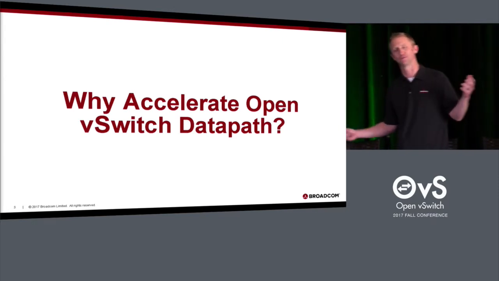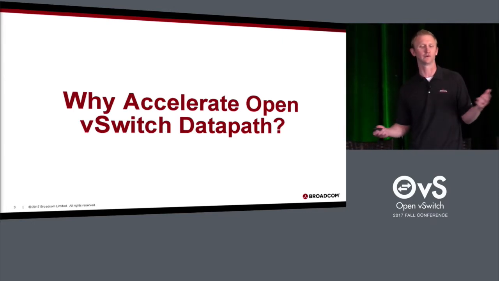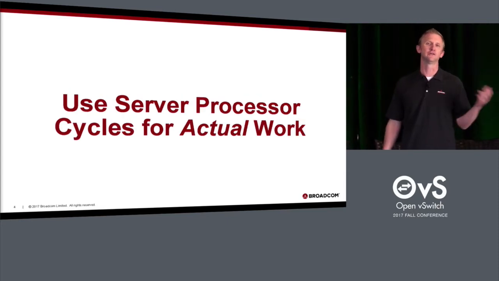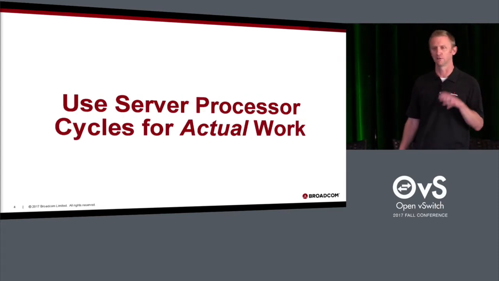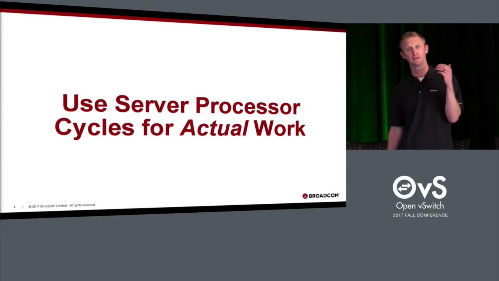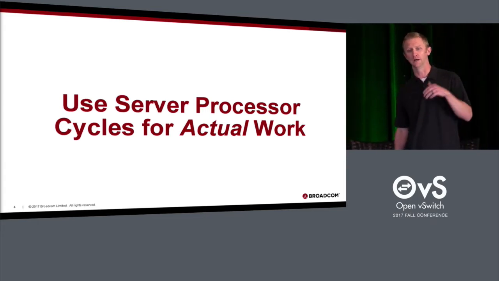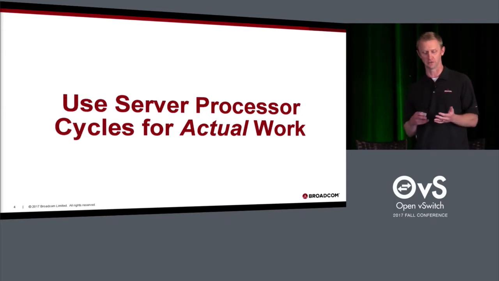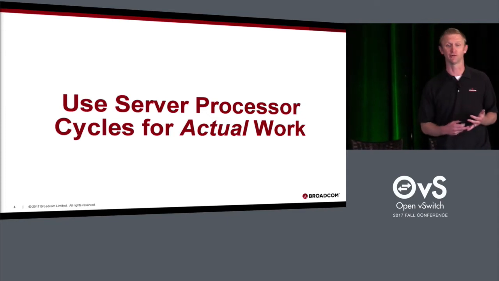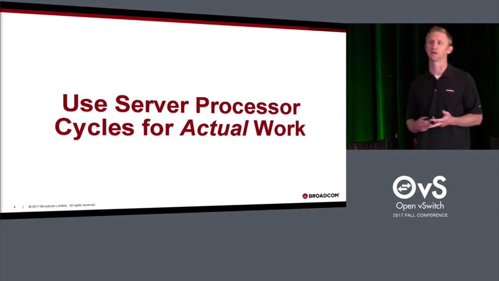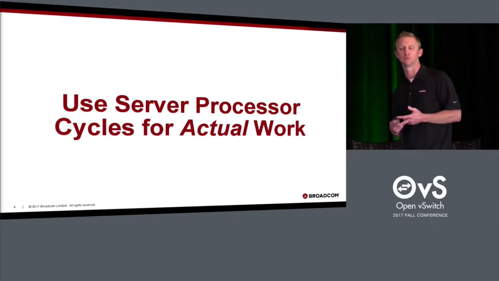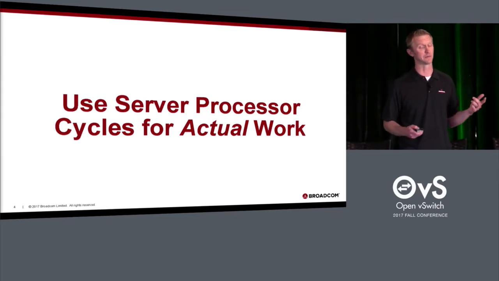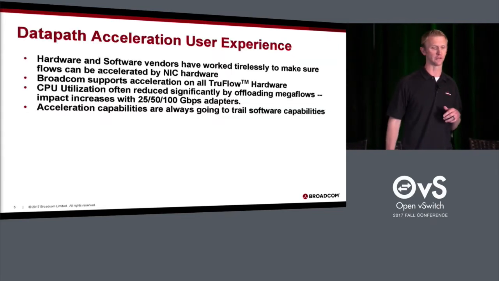So again, we all know the answer to this question. Why do we want to accelerate Open vSwitch data path? We want to use the server processor cycles for actual work. I mean, Rasha just gave a great presentation that I think really nails this point home. That's really the advantage here, is we can throw more cores at the problem. We can use a quarter of our system. We can use half of our system. We could use an entire socket as we get up to higher speeds. But the real benefit is that we want to use those cycles for actual work, whether you're leasing them out to somebody else or using them for your own workloads.